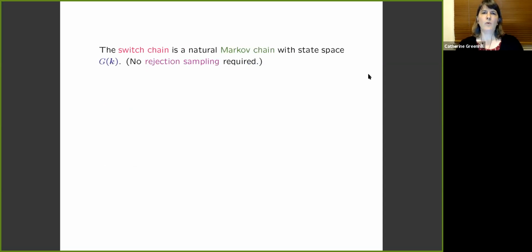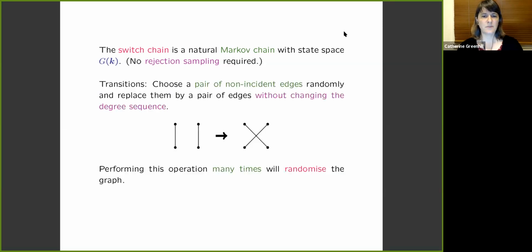So what if you wanted a Markov chain that didn't leave the set G of K, that only walked within G of K, so that you don't need to do this rejection sampling at the end? Then you might look at the switch chain, which is the simplest thing you can do to satisfy these requirements. So you choose a pair of non-incident edges randomly and replace them by a pair of edges without changing the degree sequence. So you could put the same edges back, or you could rewire them like that or like this, and you choose one of them randomly.